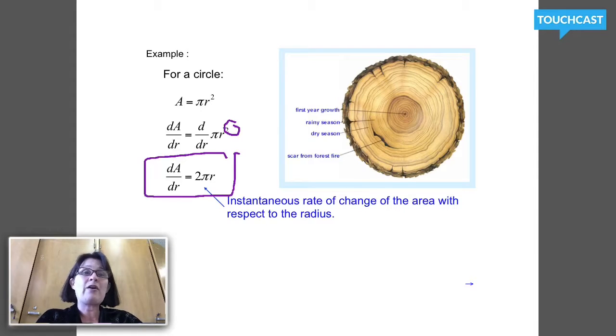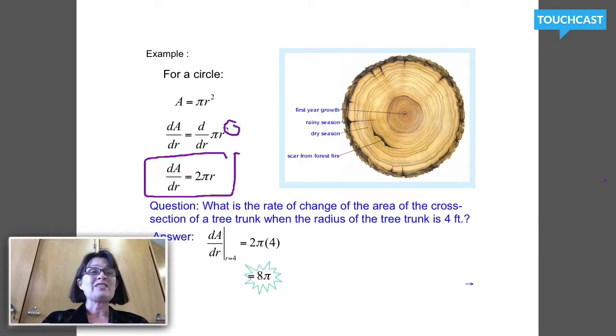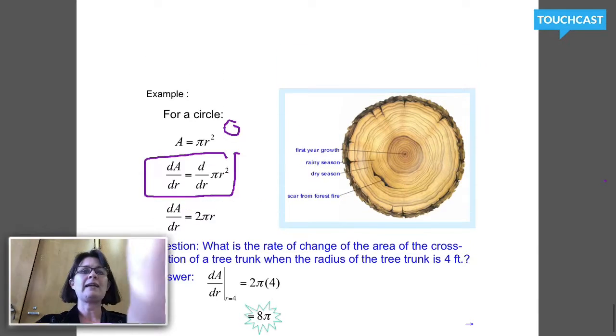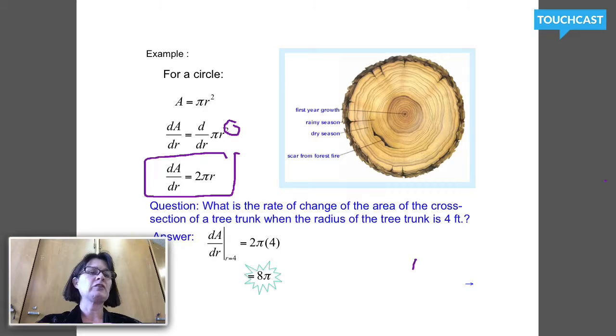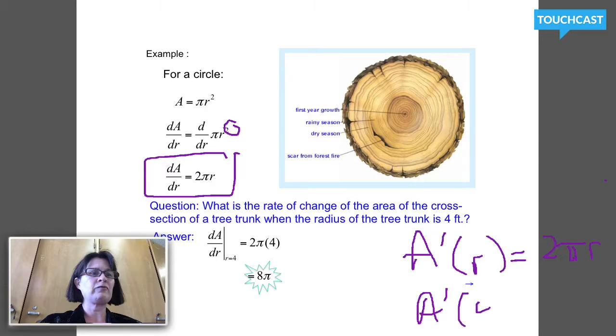If I want to know how fast the area of the tree trunk, like cross-section, is changing at a particular moment in time, I forget what particular moment I asked you for. Okay, so what is the rate of change of that area when the radius is 4 feet? So notice a new notation. If I had called that function A prime of r and said that was 2 pi r, that's another good notation. Equally good. Then right now I'd be trying to find A prime of 4 by replacing the r with 4. So 2 times pi times 4 is 8 pi.